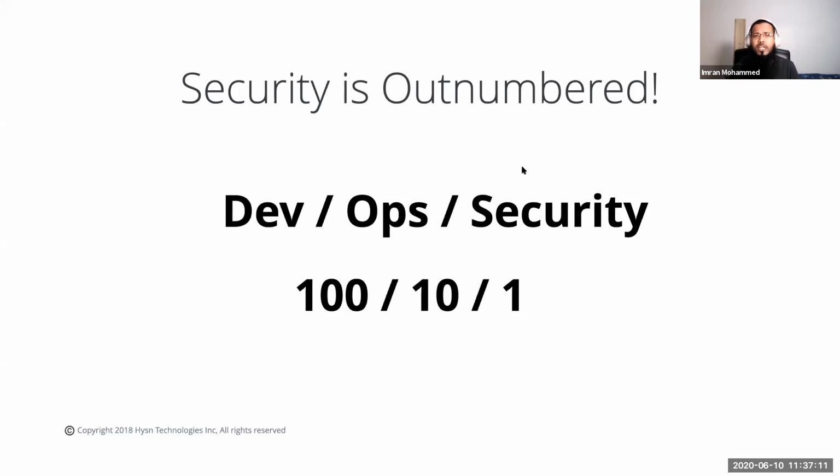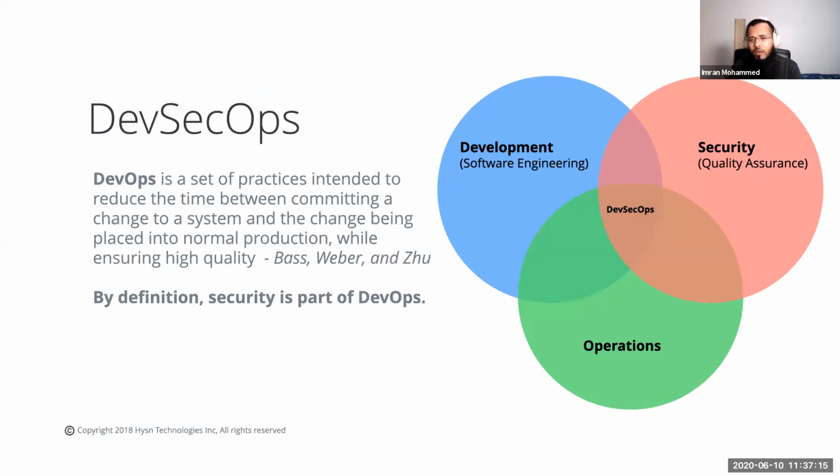So that's why we need automation. That's why we need DevSecOps, so to say. Now, this is what I like to think about DevSecOps, which is there is no such thing called DevSecOps.